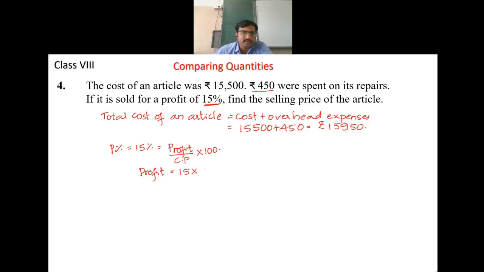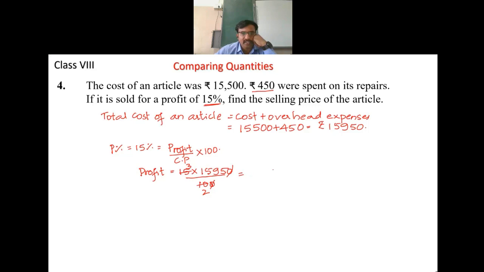The cost price is 15,950 divided by 100. This has to be simplified. Here one of the 0 gets cancelled, 5 2 times is 10 and 5 3 times is 15. Now 3 is to be multiplied by 1595 divided by 2. What is 3 times 1595?